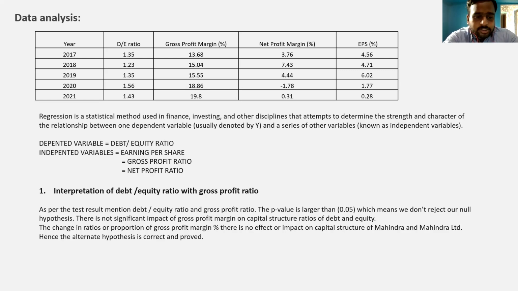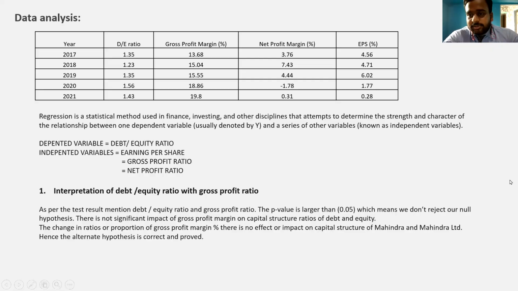Firstly, we have the interpretation of debt to equity ratio with gross profit ratio. As per the test mentioned, for debt to equity ratio and gross profit ratio, the p value is larger than 0.05, which means we do not reject our null hypothesis. There is no significant impact of gross profit margin on the capital structure ratio of debt and equity. The change in the ratio and proportion of gross profit margin percent therefore has no effect or impact on the capital structure of Mahindra and Mahindra Limited. Hence, our alternative hypothesis is correct and true.